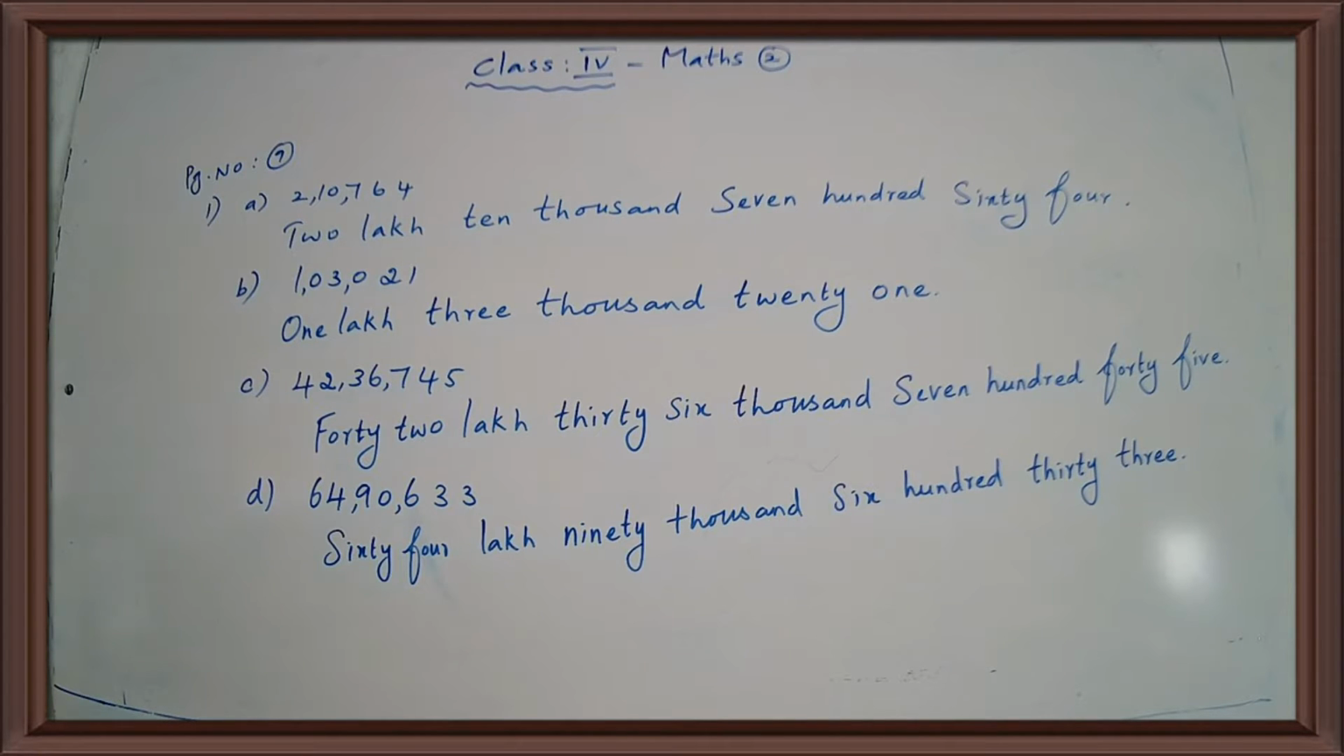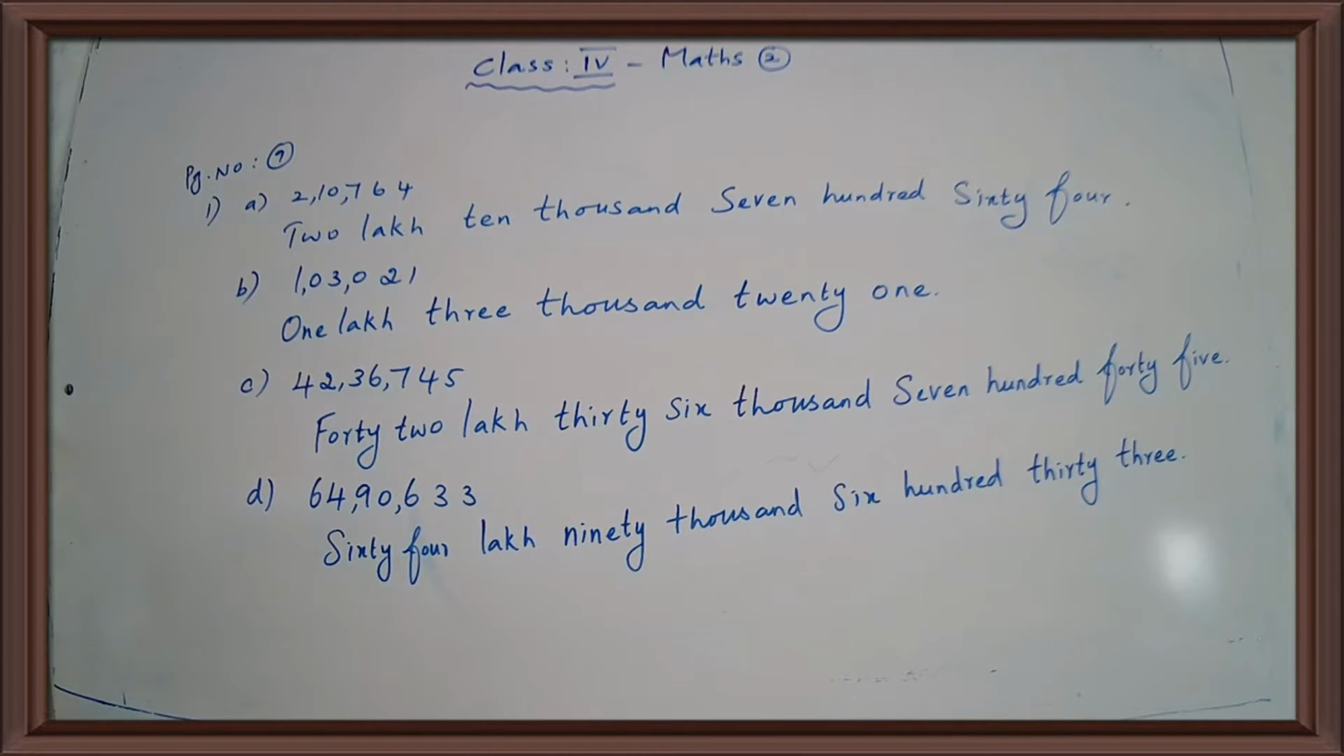See the homework sums. Page number 9, exercise 1.1. Your homework is the first question. In the first question, A, B, C, D. Yes or no? Yes. So now you see in the first question, A part. The beads are given, so you find out the number and write the number name.